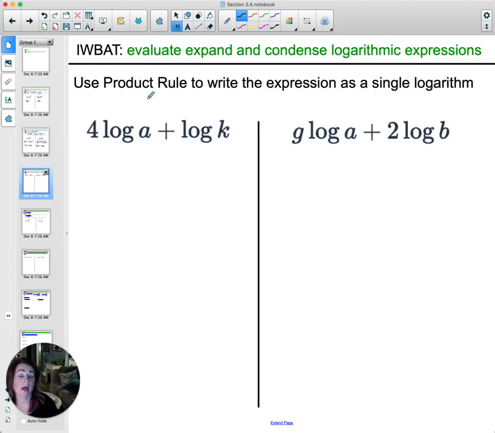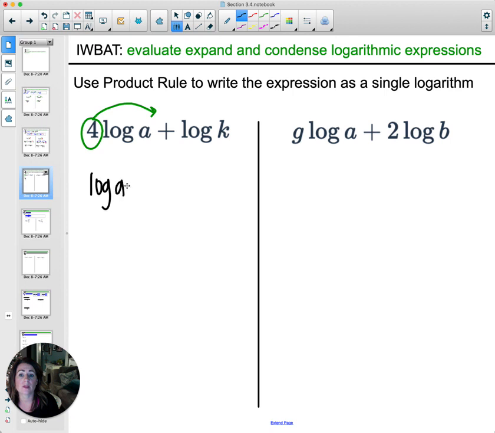So then you can also condense. Expanding is breaking it up and making it bigger, and condensing is bringing it back into one logarithm. First thing you have to do is think about your order of operations backwards. Remember that this number out front is a power, so we're going to bring this up first. You don't want any numbers outside of the logarithm.